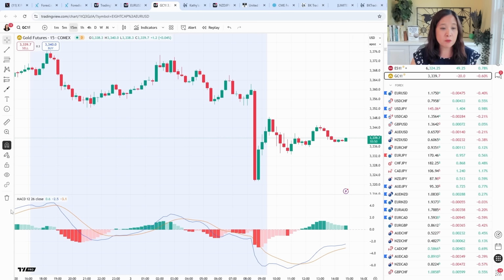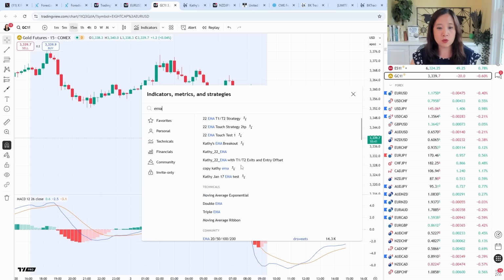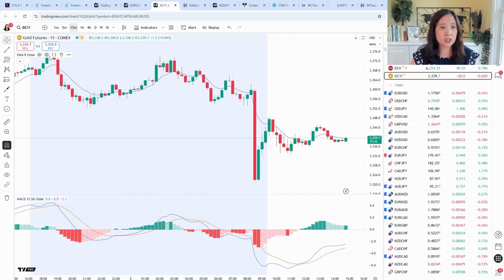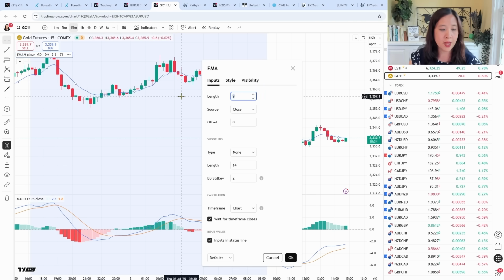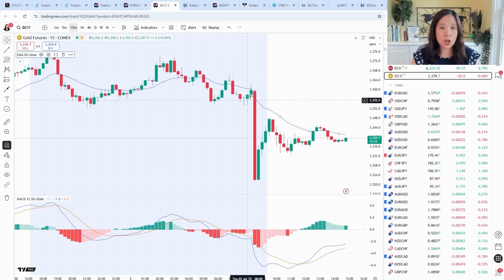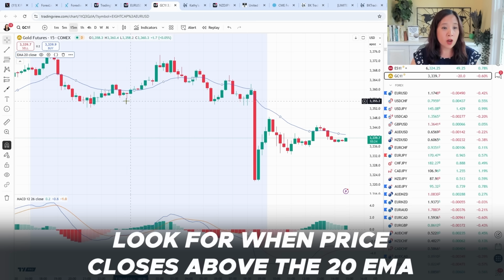And as I said, there's the MACD line, there's the zero line, the three components of MACD. Then you want to add the EMA, the exponential moving average. This is under technicals, moving average exponential. And I like to use the 20 EMA. And remember, this is a 15-minute chart in gold. So what we're looking for is something that's very interesting. We want to basically look for the price, when you see the price close above the 20 EMA.